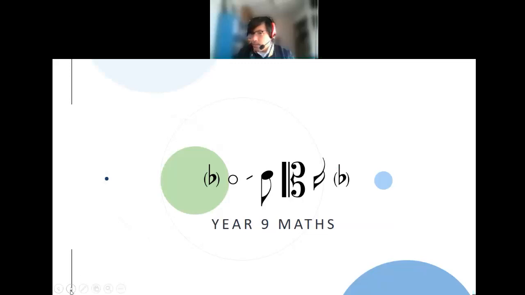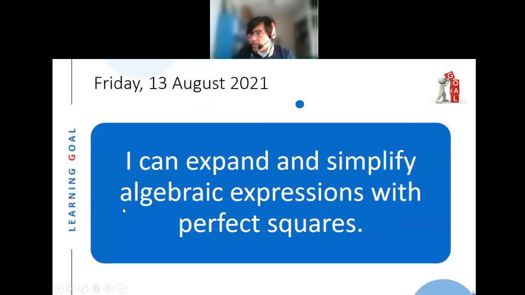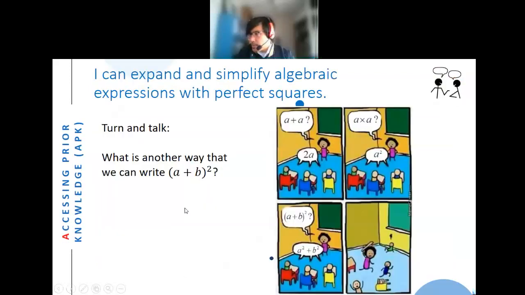So today our goal is that we can expand and simplify algebraic expressions with perfect squares. Okay, so here's our APK for today. In the picture there, a plus a, we all remember, is 2a. And if we have a times a, that's going to be a squared. So what would be a plus b in brackets squared?